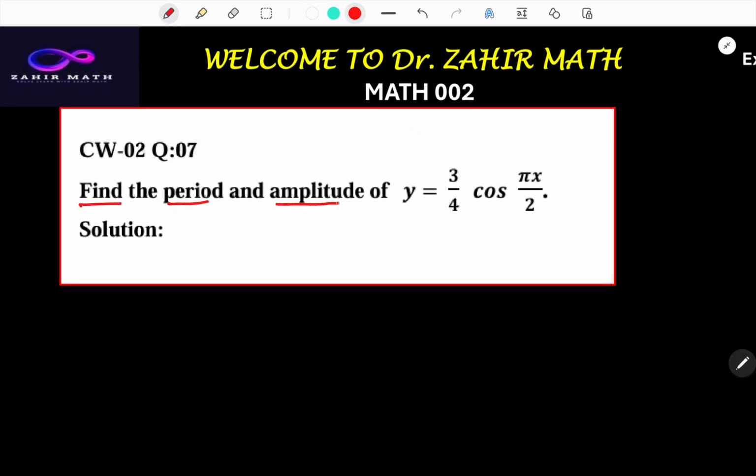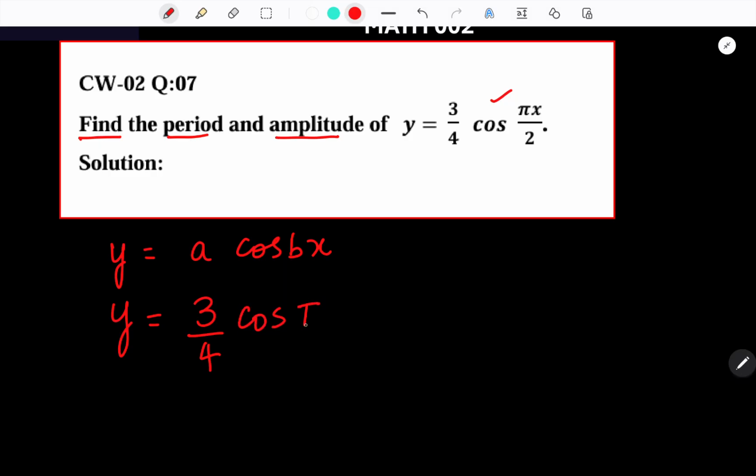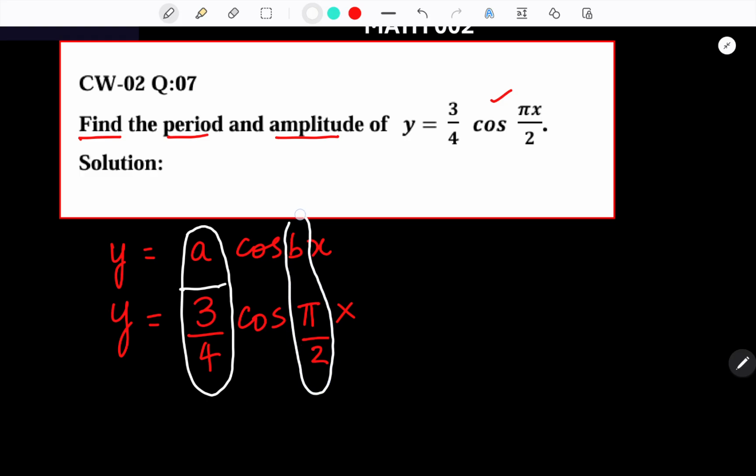Find the period and amplitude of one curve, which is cosine, right? Now let's go to the solution. So your curve is y equal to A cosine Bx. What is the question given now? Y is equal to 3 by 4 cosine pi x by 2. So what are we going to do? We are going to compare. This is the comparison. Compare the coefficient of x, keep in your mind. So what's your value of A? A is equal to 3 over 4. What's the value of B? Pi over 2. Clear?